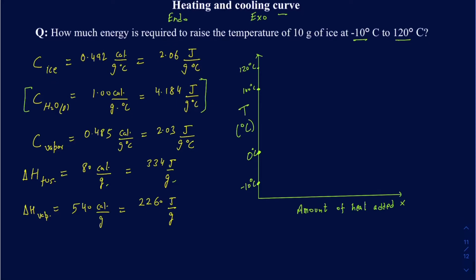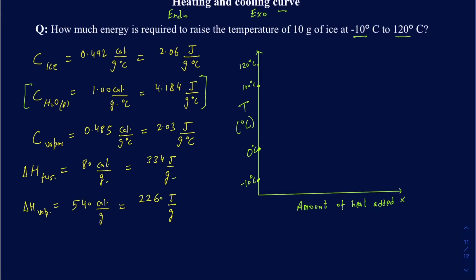Now, when you're starting in the beginning at negative 10 degrees Celsius, once you start adding heat, the temperature of the ice is going to go up. So the temperature of the ice goes up until it hits 0. All right, so that's how it's going to look.